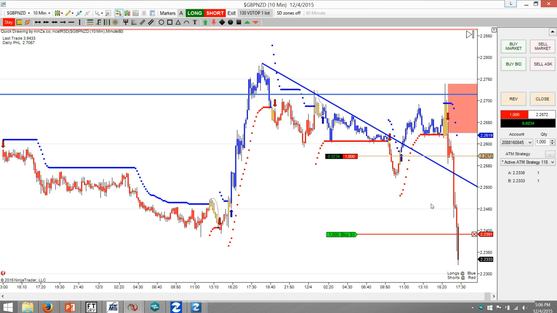Okay, traders. So we're locked in at 180, and no matter what happens, we got 180 pips. All right, so I'll give you an update back on this trade, see how it worked out.